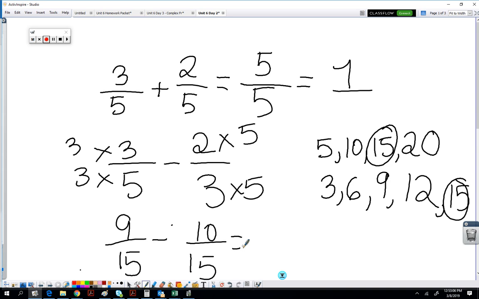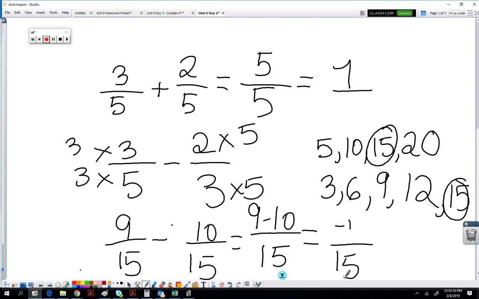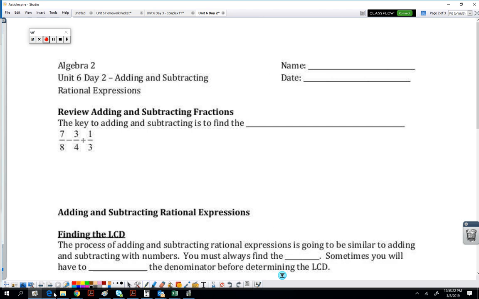So now since I have an LCD, I can just add or subtract the tops. And 9 minus 10 is negative 1 over 15. You can't simplify. That is your final answer. So let us go take a look at the notes. Where are they? There we are.